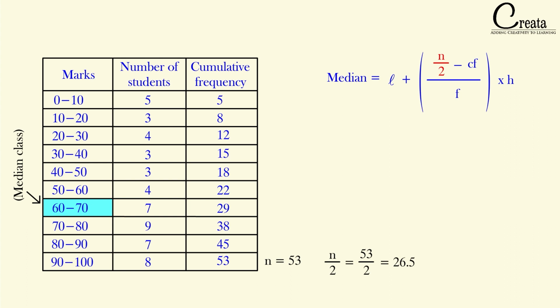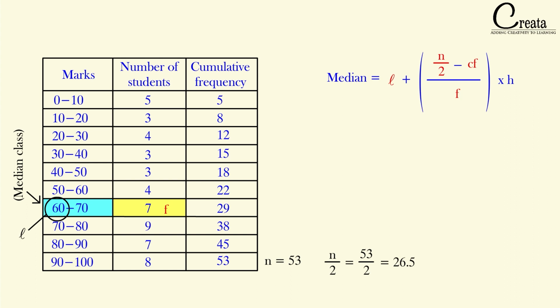Got it? This class will be called the median class, and this frequency will be called the frequency of the median class, which will be denoted by F. F is the component in the formula, which is the frequency of the median class. Next concept, let's see what is L. L is the lower limit of the median class. Here our median class is 60 to 70, and the lower limit is 60. So here L will be 60.